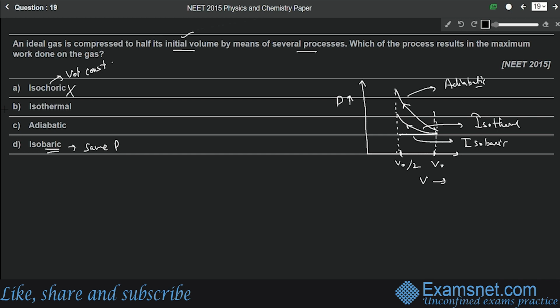We have to find out which process will result in the maximum work done. We know that the work done is equal to the area under the PV graph. So which one will give the maximum area? This adiabatic process will give the maximum area. Others area will be less than this one. So it is maximum in case of adiabatic, and it is minimum in case of isobaric. So option C will be the correct answer. Adiabatic process will result in the maximum work done on the gas.